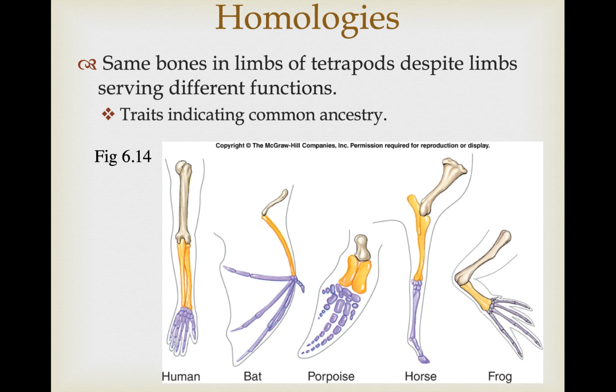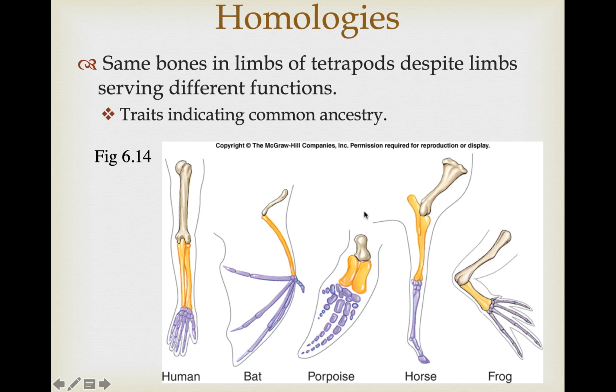So let's give you some examples of homologies. One of the classic examples is the pentadactylous limbs of tetrapods, so 5-fingered and 4-limbed organisms. If you look at those, they actually serve a huge diversity of functions. So we've got legs in frogs, very different from the legs in horses, which are very different from the flippers in a porpoise, and very different again from the wing of a bat and the grasping arm of a human.